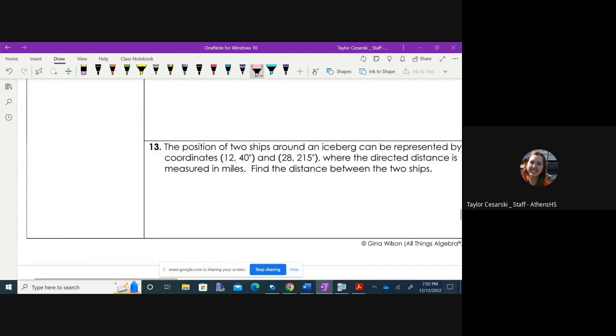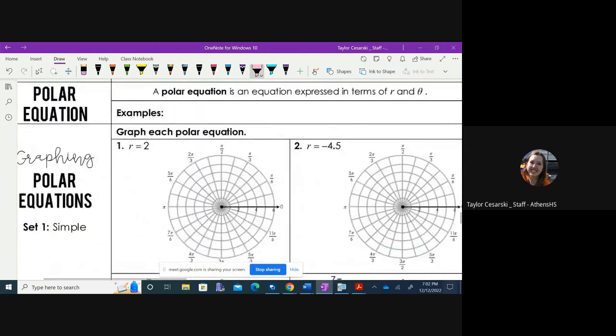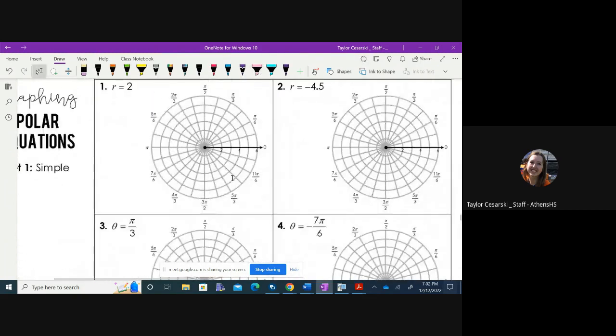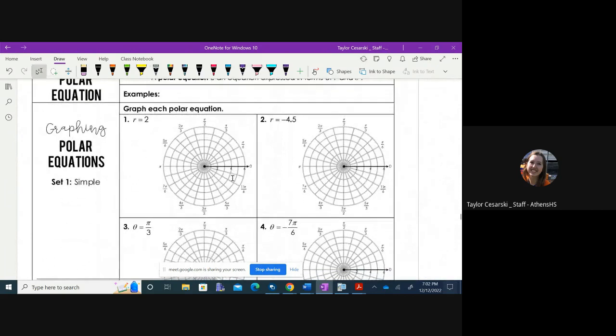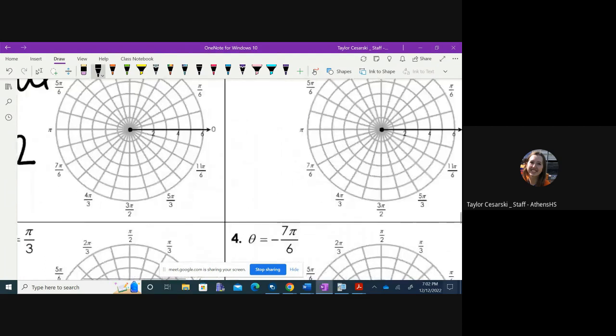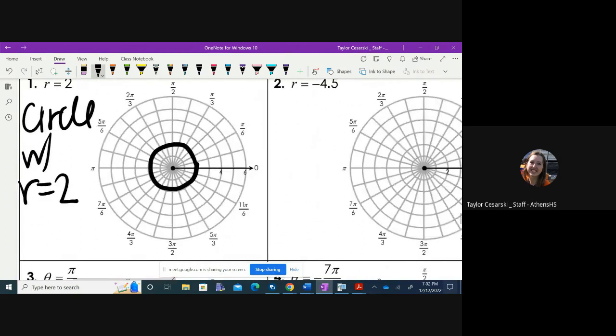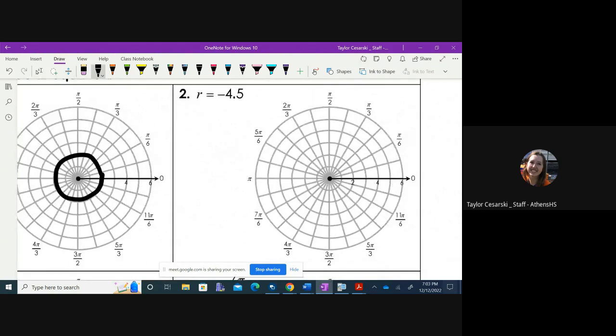All right, next section is going to be on polar graphs, okay? So we're just going to do the first 4 right here, which are pretty simple. r equals 2 means a circle with a radius of 2. So just be careful with your scale, but that's going to look like this. All right, r equals negative 4.5 is still a circle with a radius of 4.5.